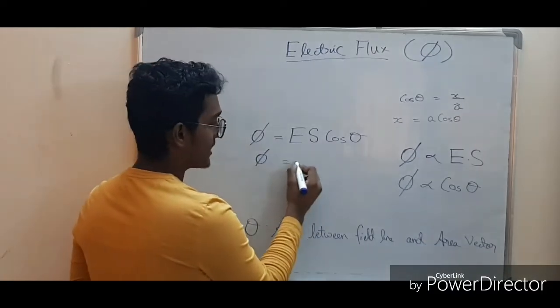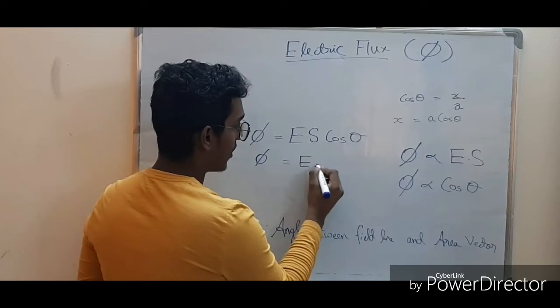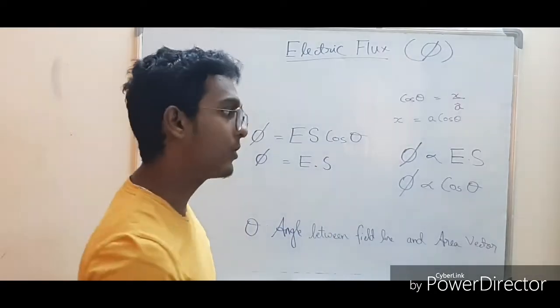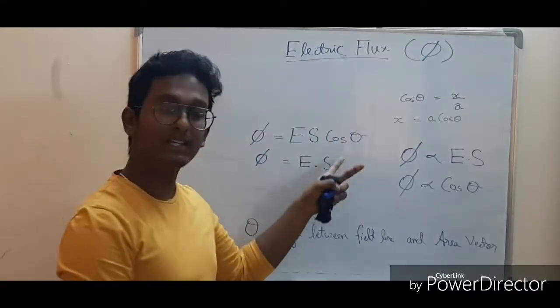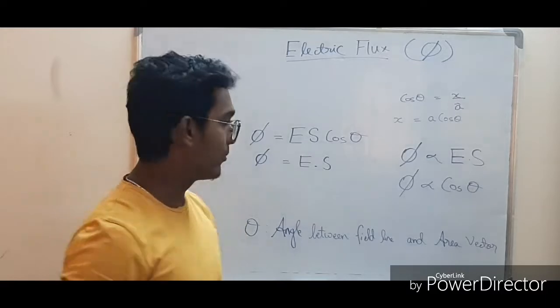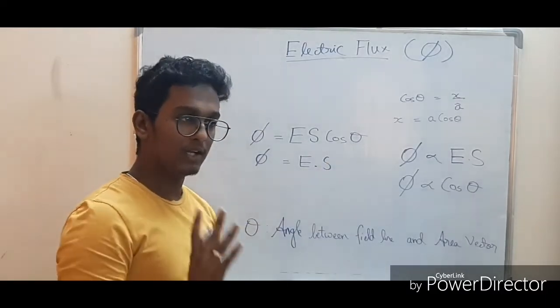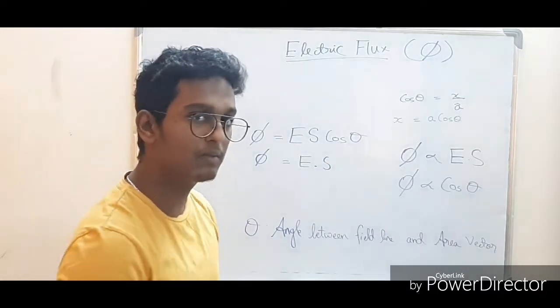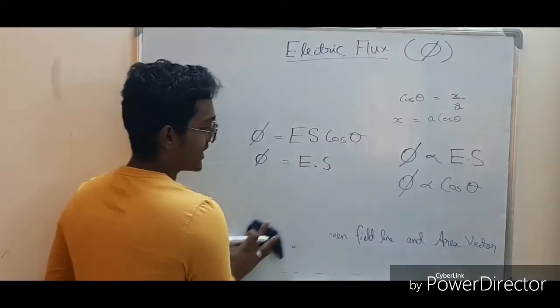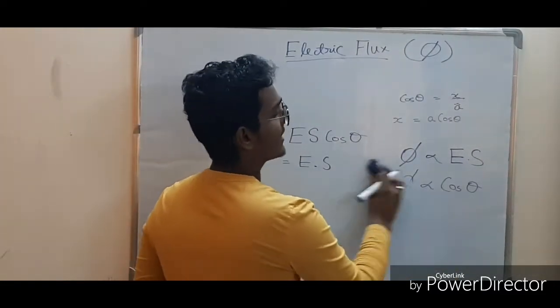So you can write this in another way, that is E dot S, where dot represents dot product, scalar product. E dot S is the same as ES cos theta. So this is the equation for flux. Now based on this equation, you can find out at which point you are going to have the maximum value of flux, minimum value of flux, and intermediate. So let's just try the 3 different cases for understanding.